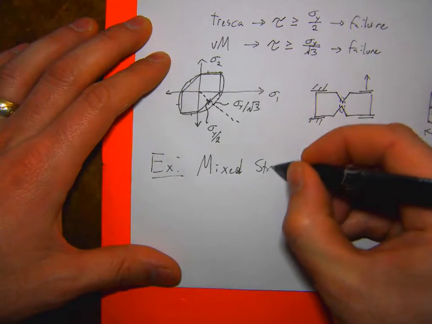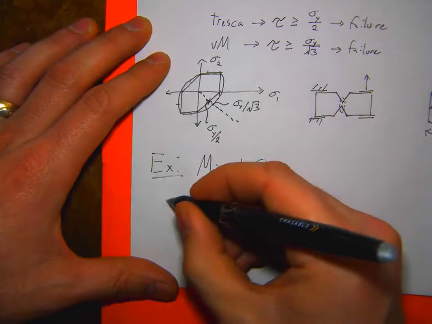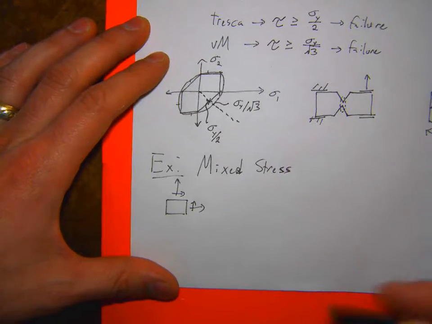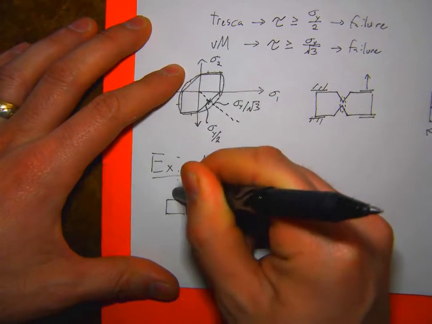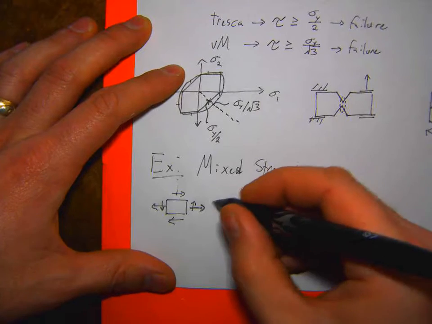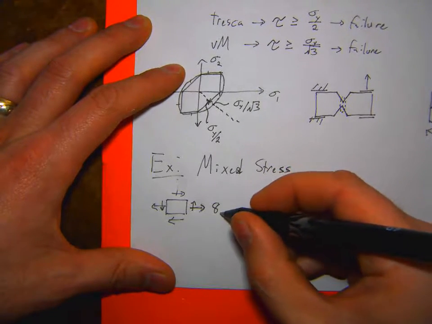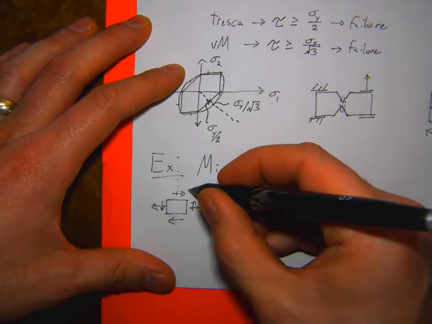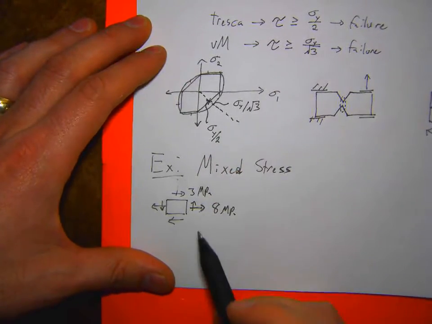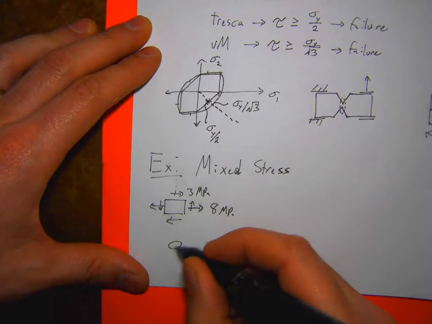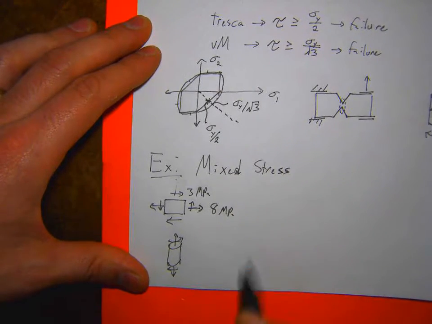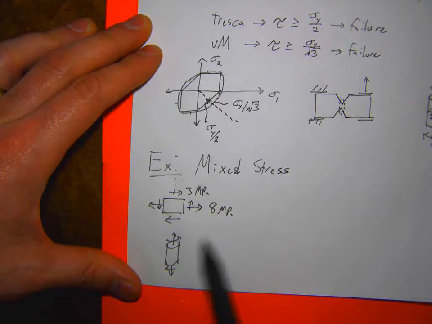Mixed stress. So let's say I have some body. Let's actually use numbers this time. Let's say I have some body that I'm pulling on. So I have, say, 8 MPa in this direction, and I'm shearing it with 3 MPa in the other direction. This would be an example of pulling on a torqued cylinder. So if I was torquing and pulling a cylinder, I may get this sort of stress state. So something in tension and something in shear.